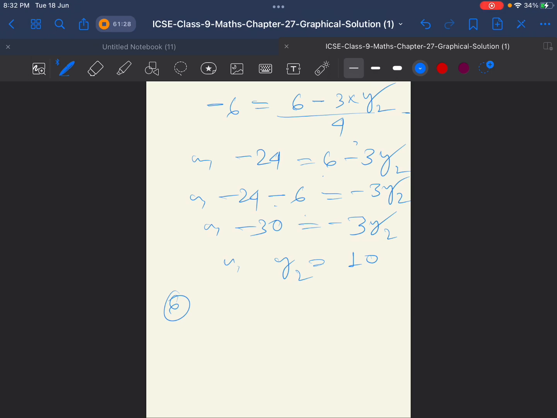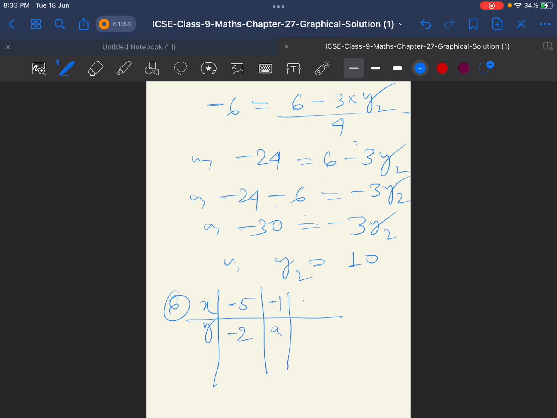So question number 5, we solve this question. Now question number 6. Use the table given below to draw the graph. From your graph, find the values of a and b. State a linear relation between the variables x and y.